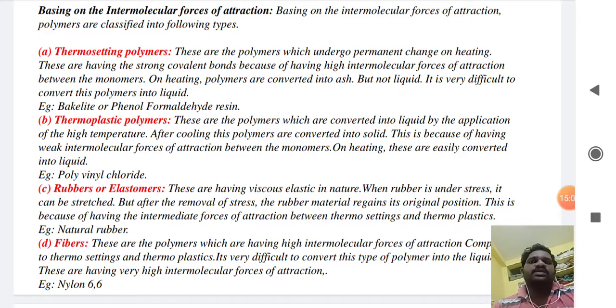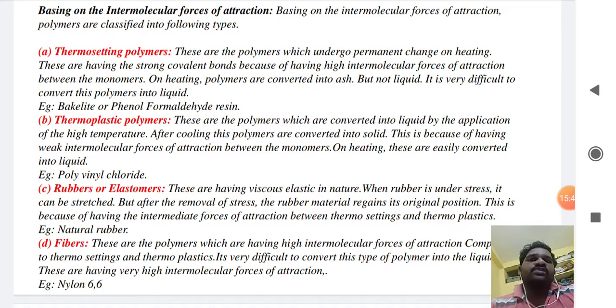The third variety of polymer is called rubbers and elastomers. Rubbers and elastomers have intermediate force of attraction between that of thermosetting and thermoplastic polymers. By the application of stress, these polymers undergo stretching, and they completely return to their starting position. This kind of polymer is called rubbers or elastomers. The main reason is that they have intermolecular force of attraction that is intermediate, with both covalent bonding as well as weak bonding.